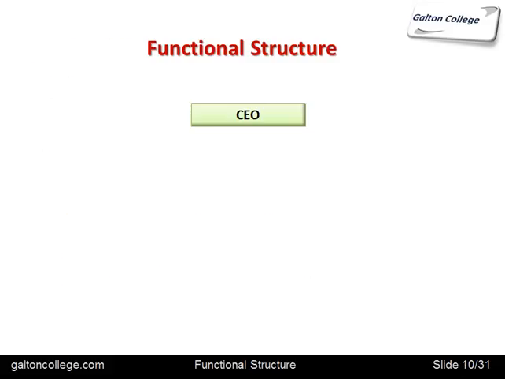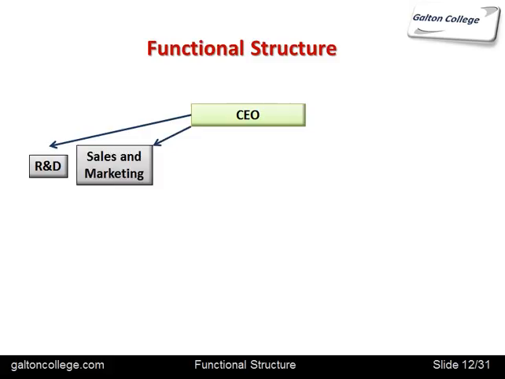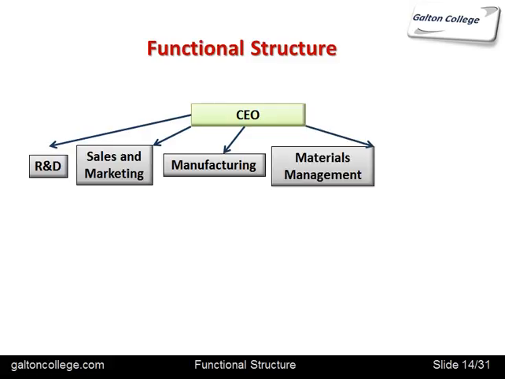Let's see how this would work out in terms of diagrams or charts, I should say. We'd have the Chief Executive Officer, and then we'd have a function, let's say, for R&D. We'd also have one for, let's say, sales and marketing. We could have manufacturing, material management, and engineering. There could be others. Depends on the product, it depends on the business, depends on the market. But here we've just listed out 5. There might be many more.